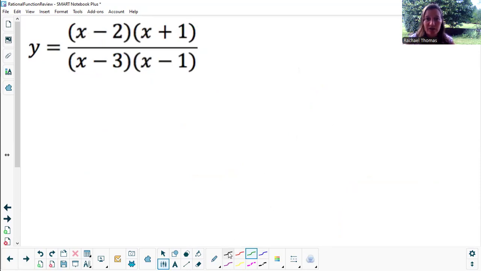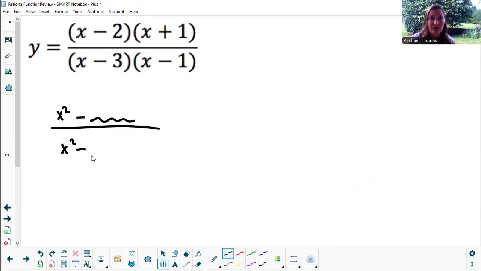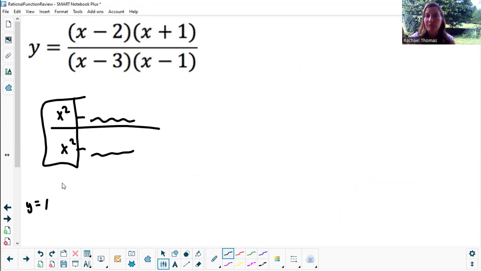Awesome. Now let's think about this guy. I'm not going to multiply this all out, but if I did, I would notice that I'd have x squared plus or minus something over x squared minus something. And when I find the greatest powers of x and I divide them, I will get y equals 1. As a general rule of thumb, if you have exactly as many factors on the top as you have on the bottom, and there are no coefficients, you're going to have a horizontal asymptote of y equals 1.